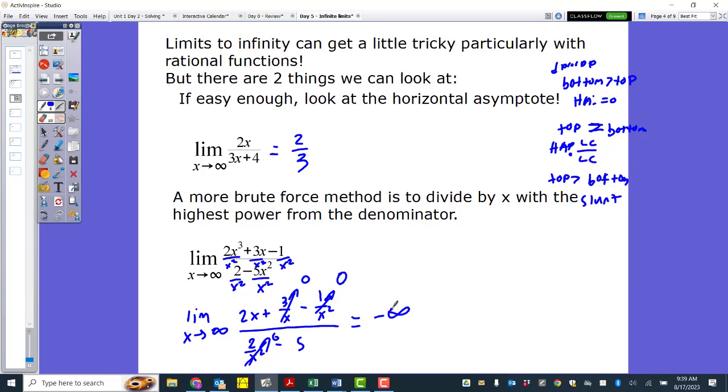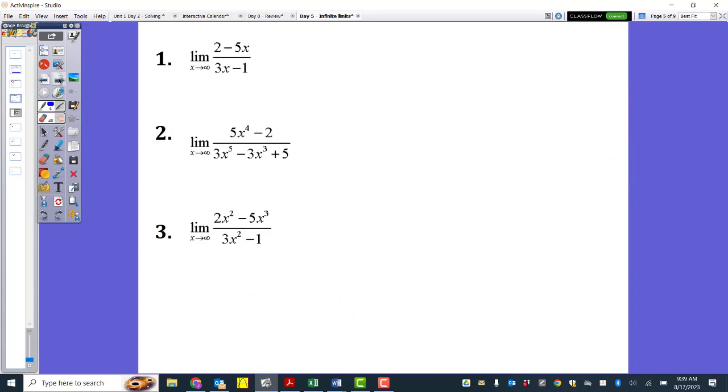Right? We could have also done that method here. Biggest degree of x is x there, and we have limit as x goes to infinity of 2 over 3 plus 4 over x. This goes to 0, we're just left with 2/3. Completely fine way of doing this. It's just one thing you need to keep track of, or one method you can use.